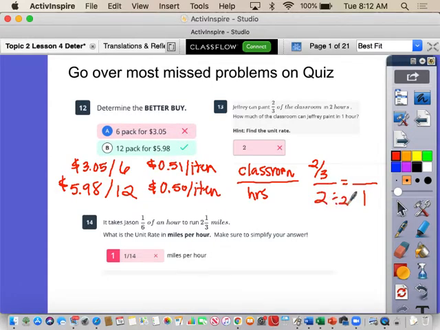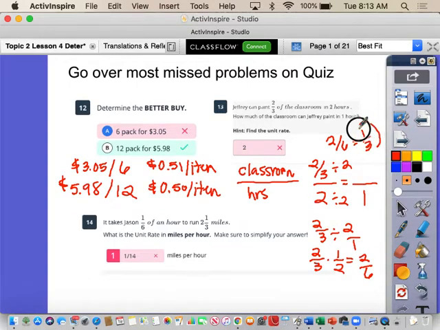2 divided by itself will give us 1, so then I need to take 2/3 and divide it by 2 also. If I'm dividing that fraction by a whole number, what do I want to do with this 2 right here? Put it over 1. And then whenever I'm dividing fractions, I have to do? Keep, change, flip. So that would be 2/3 times 1/2. And if I multiply straight across, 2 times 1 gives me 2. 3 times 2 gives me 6. So I get 2/6, but that would simplify to what? 1/3. So he can paint 1/3 of the classroom per hour.